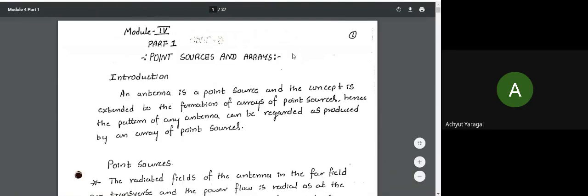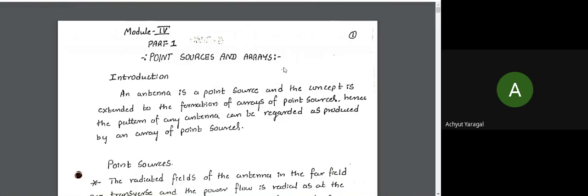Students, today we will start with the fourth module, part 1, point sources and errors. Today we will discuss the definition of the point source, and we try to understand the point source as an antenna. Next we try to understand the power theorem. Thereafter, we try to understand the power pattern, and then the arrays of two isotropic point sources. These are the four topics we'll discuss today: point sources, power pattern, power theorem, and arrays of two isotropic point sources.